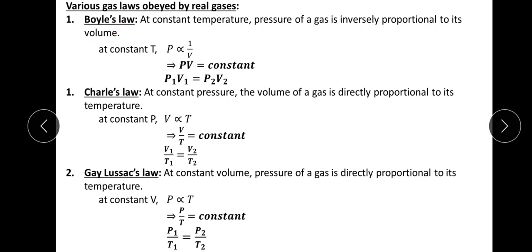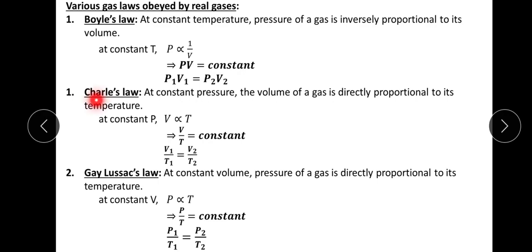Boyle's law states that at constant temperature, the pressure of a gas is inversely proportional to its volume. So at constant temperature, pressure is inversely proportional to volume, and mathematically we can write this as PV is equal to constant, or P1V1 is equal to P2V2. This is the mathematical equation of Boyle's law.